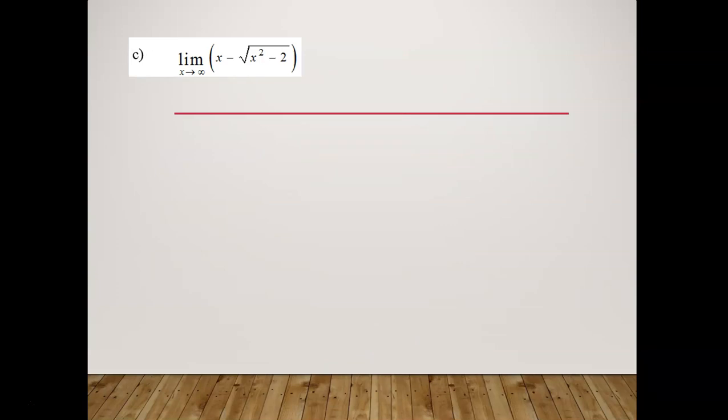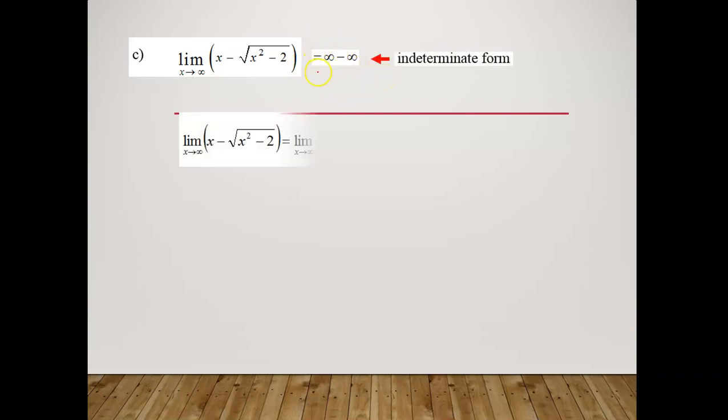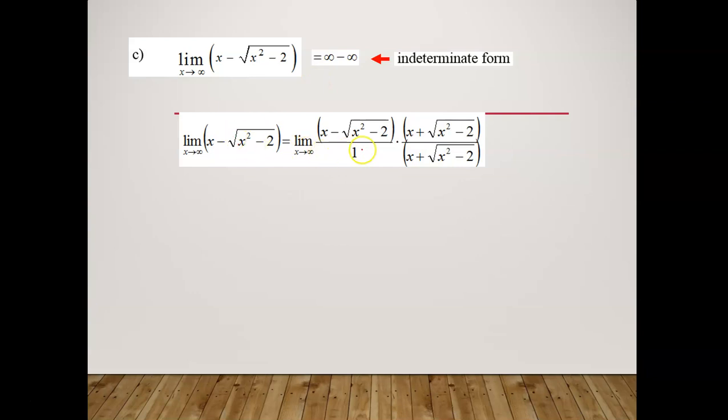How about this one? This is not a fraction, but we will apply the conjugate method because this is infinity minus infinity. Infinity squared is a very big number, minus 2 is still a big number. You square root, you still get a big number. And then a big number minus a big number, maybe that x is greater than this one, you still get a big number. But we call this an indeterminate form as well. So what we do is we apply the conjugate method.